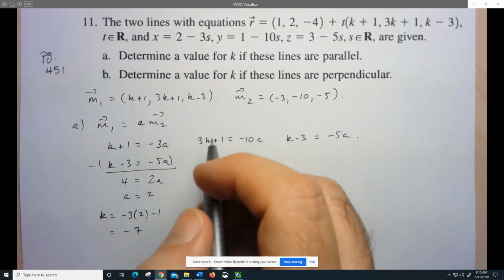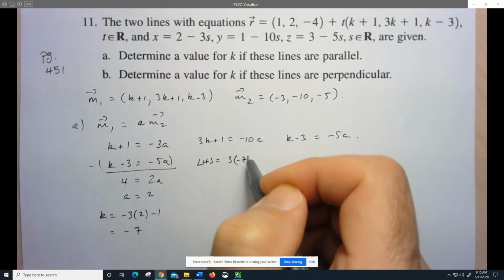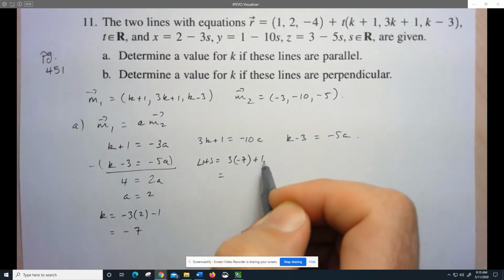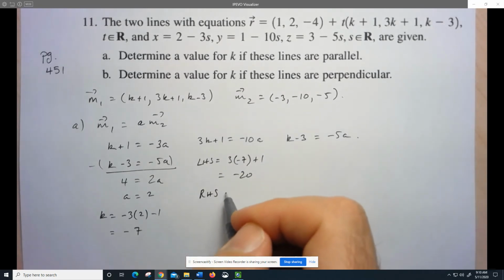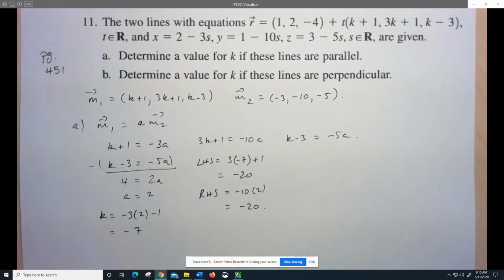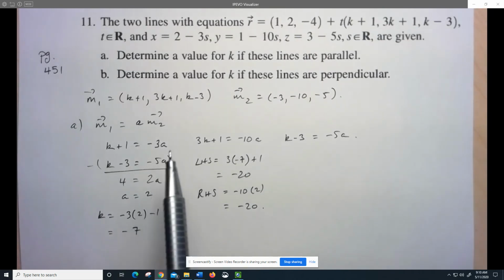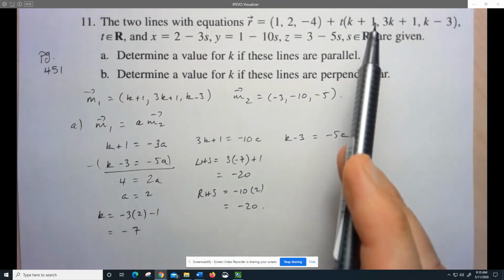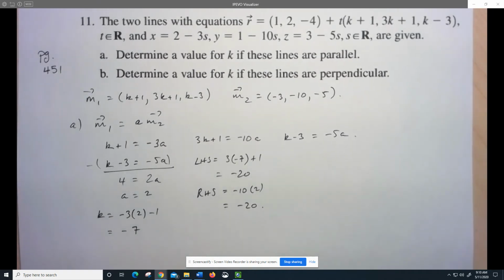It also has to work for the y component. So let's see what happens here. If I take the left-hand side, what do we get? We get 3 times k, which is -7, plus 1, and we get -21 plus 1 is -20. And then when I take the right-hand side, we get -10 times a, which we found was 2, which is also equal to -20. Meaning that when k is equal to -7, we can rewrite this first direction vector as 2 times the other direction vector, meaning that the lines are parallel. So a bit of work to do on this one. Let's take a look at part B.